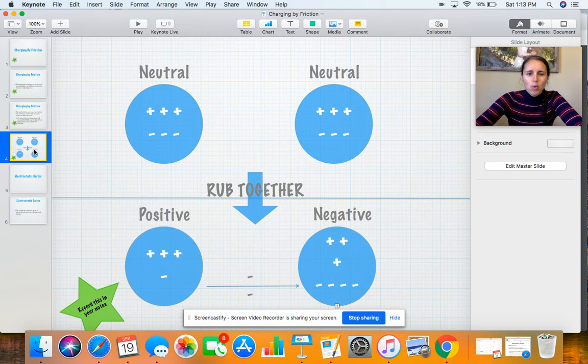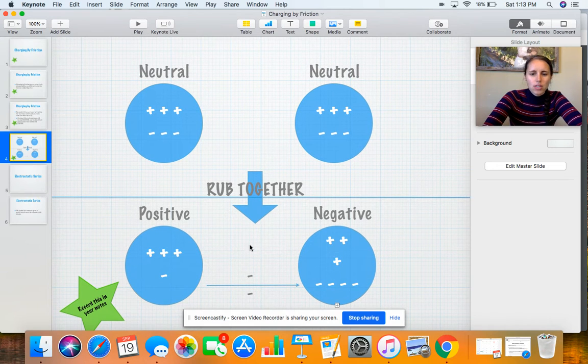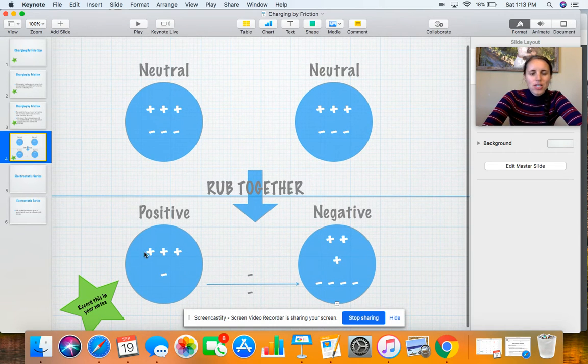So let's take a look at what that's going to look like. We have two neutral objects here. We know they're neutral because I have equal numbers of plus and minus signs. So I've got 3 pluses, 3 minuses, they're neutral. We're going to take these two objects and I'm going to rub them together. Let's say this material here has a greater pull for electrons. So when it rubs together, it's going to pull electrons from this object to this object. You can actually see them moving here.